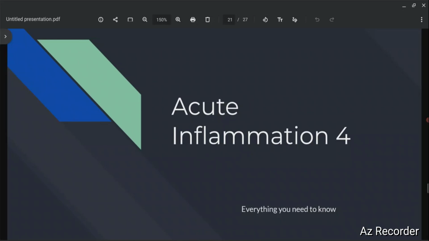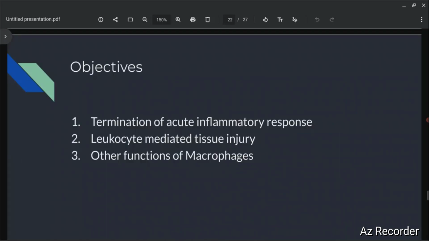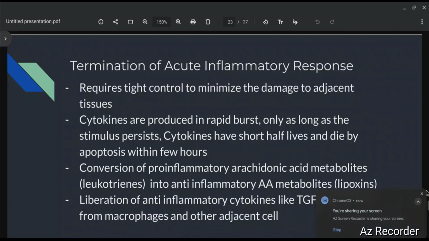Hey everybody, so this is going to be our fourth video of this series, Acute Inflammation, Everything You Need to Know. And in this video we will be talking about what are the methods by which we terminate acute inflammatory response and what are the circumstances in which your leukocytes are damaging your own tissues, your own normal tissues. And what are the other functions of macrophages besides being phagocytes?